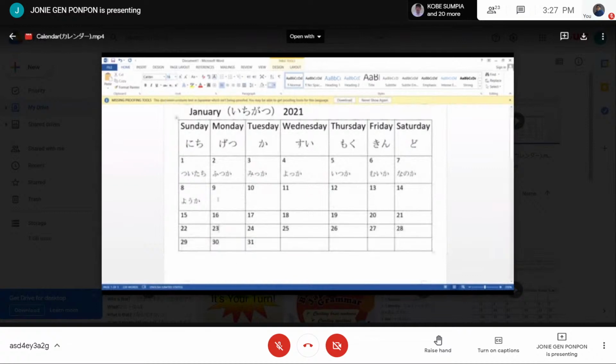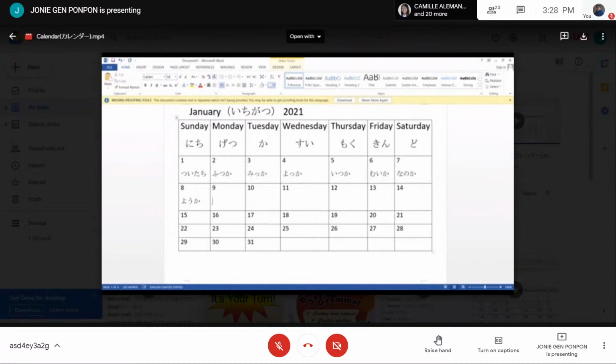For 8, that is Youka. Not Yokka, but Youka. Many people get confused about 4 and 8, that's why the pronunciation should be good. For 4, that is Yokka, double K. For 8, Youka. So that if you say 4 or 8, they will understand you, and when you hear it, you also know what it means.